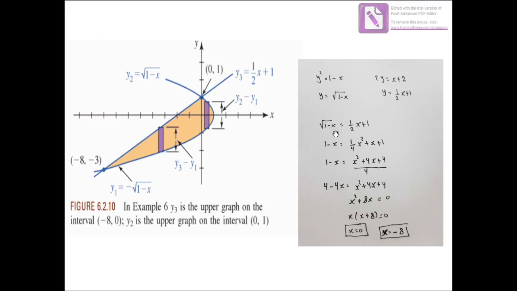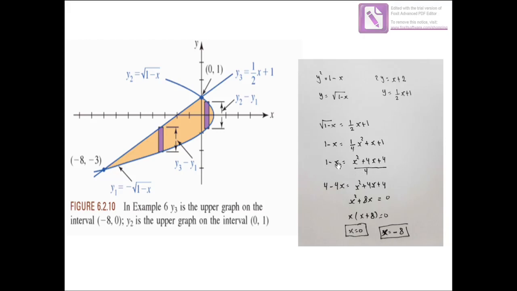So root 1 minus x is equal to half x plus 1. To get rid of this root, just square both sides. So we'll get 1 minus x is equal to 1 over 4 (x squared plus 4x plus 4). Once you multiply this by 4, divide by 4, this will give us (x squared plus 4x plus 4) divided by 4.